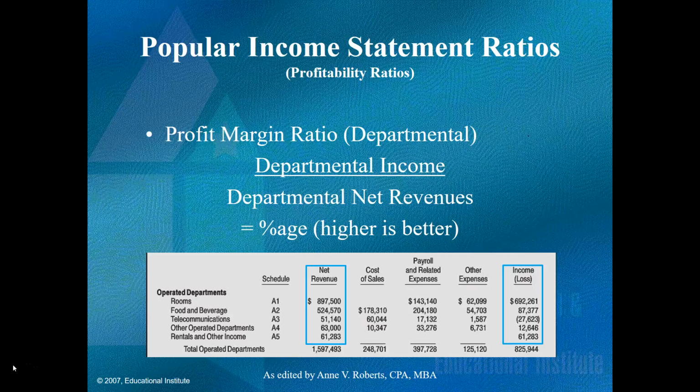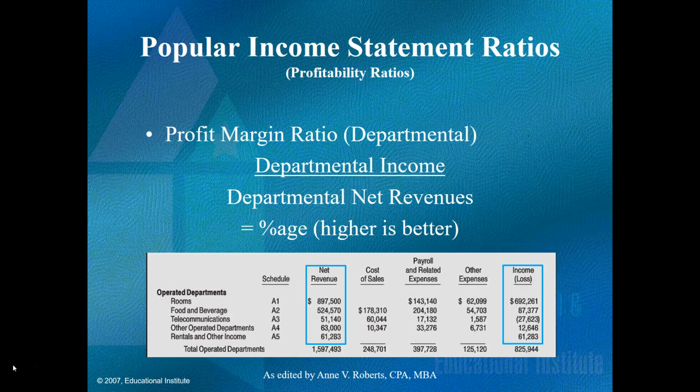But what the author does in this chapter is he'll take, like, the profit margin ratio for rooms. So you take the 692,261 divided by the 890,75, he calls that one ratio. Then he goes to a different department like food and beverage, and he takes the 87,377, divides it by the 524,570, and calls it a different ratio. Okay? It's the same ratio. One ratio applied possibly 5 different ways because we've got 5 different departments. Okay? All good there?